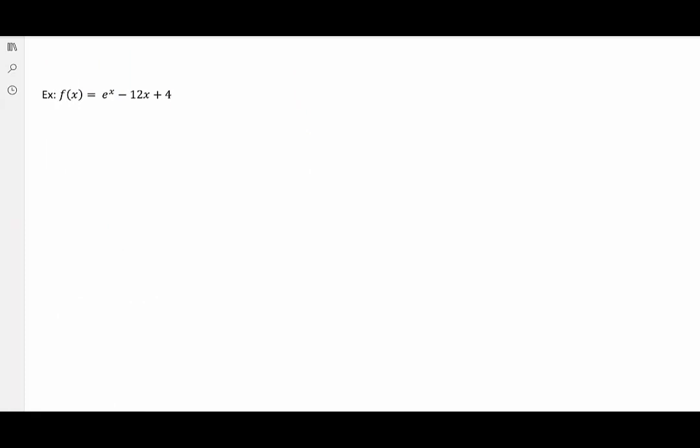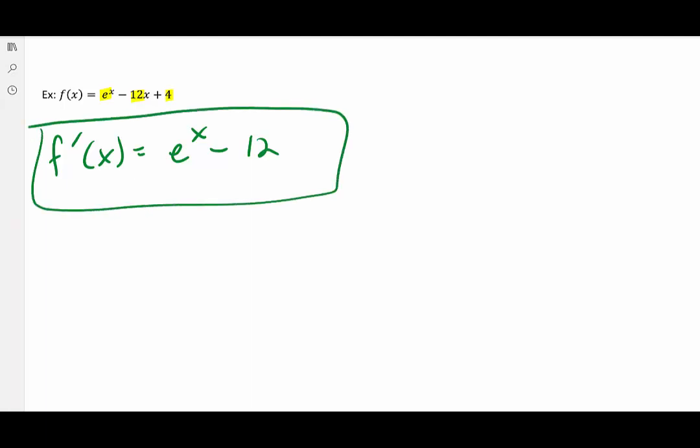Just a few more here. Suppose we have f of x equals e to the x minus 12x plus 4. For this one, we're going to do just our sum and difference rule, meaning we're going to look at each individual term here, and then we're going to take the derivative. So f prime of x equals, well, the derivative of e to the x, for the reasons we just discussed before, is e to the x, or if you want to, you can write 1 e to the x, minus the derivative of 12x is 12, and the derivative of 4 is, excuse me, 0. Derivative of 4 is 0 because it's a constant.